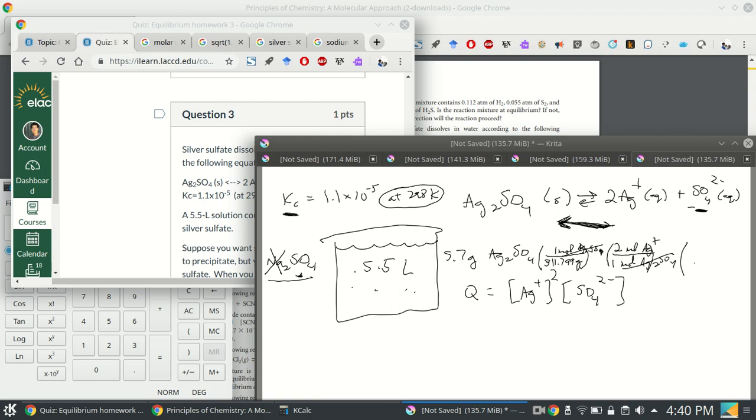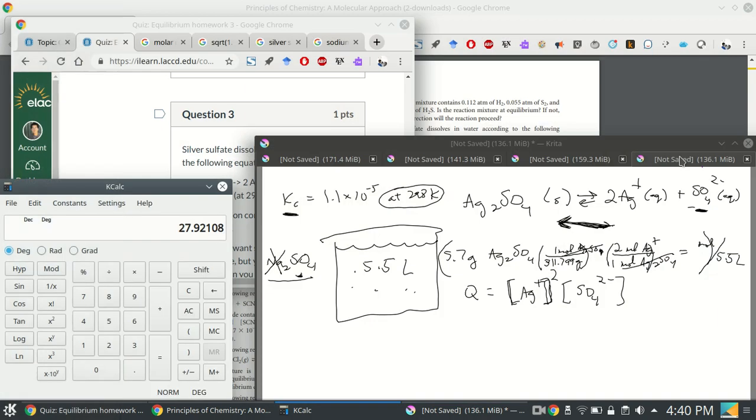Now, once I get the moles, I will divide this entire thing by the volume, because molarity, which is what the square brackets indicate, means moles per liter. So there it is, 5.5 liters. Let me show you how this looks on my calculator. It looks different on your calculator, of course, but it's fun to see what Glenn's doing on his calculator sometimes. Times 2, and I'm going to say that it's 0.037 moles.